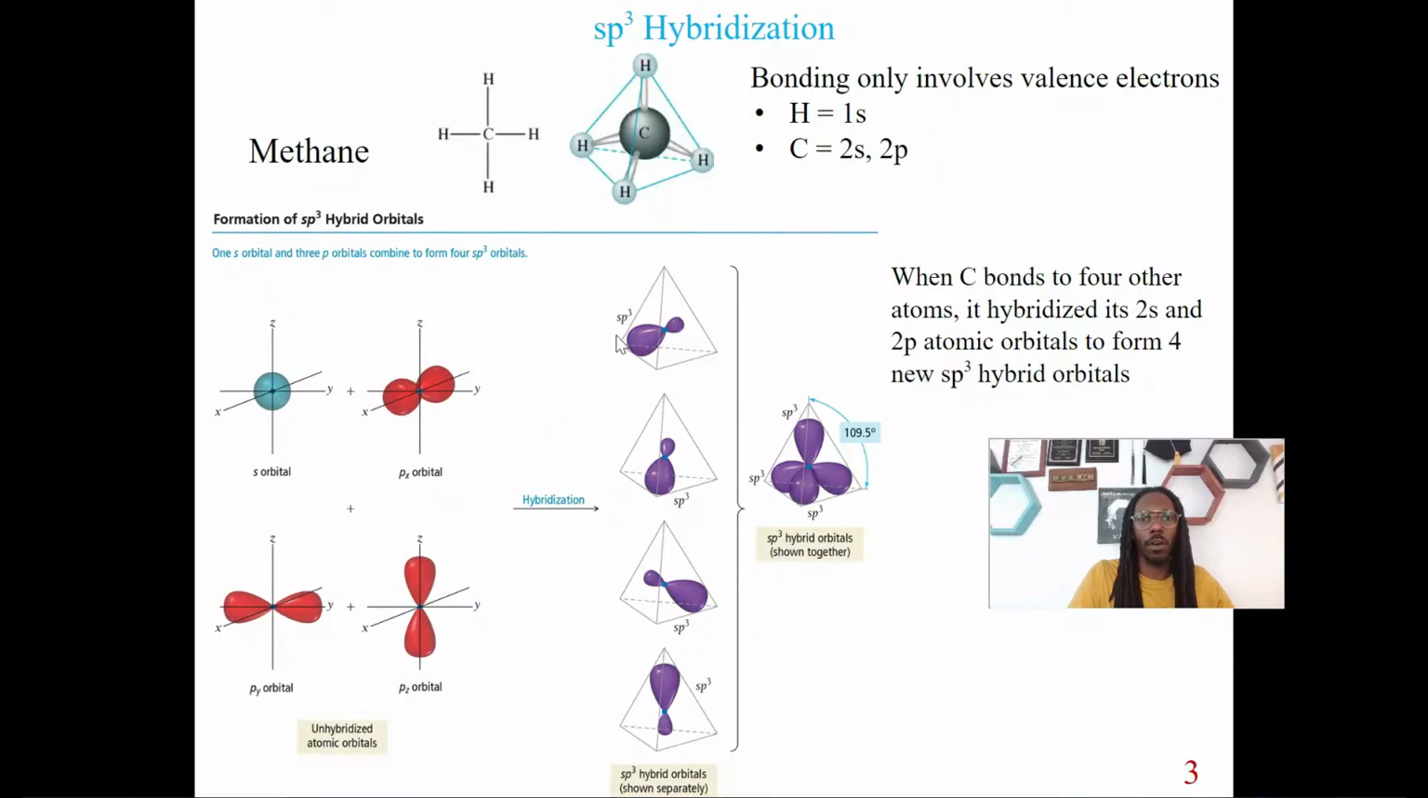So in this case, our first one is sp3 here, sp3 here, sp3 here, and sp3 here. They're all separate, but when we put them together, they look like this, having that bond angle of 109.5 when they're all together. And this is sp3 hybridization here.